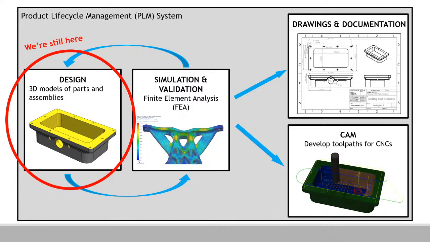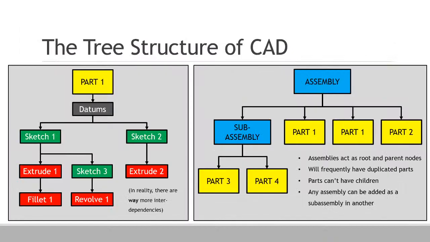So, a high-level overview of product lifecycle management. We're still here in the design phase. Next session, we'll be talking a little bit about drawings and documentation, and then come the spring, we'll have a separate training session for CAM, that's computer-aided manufacturing. We'll be doing that with a tool called Fusion 360.